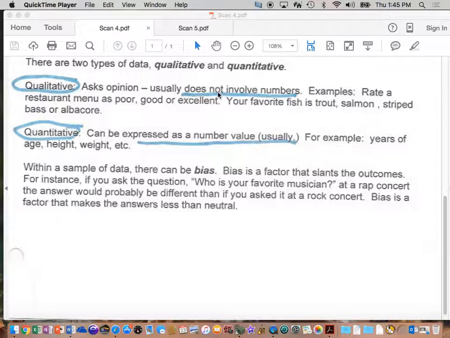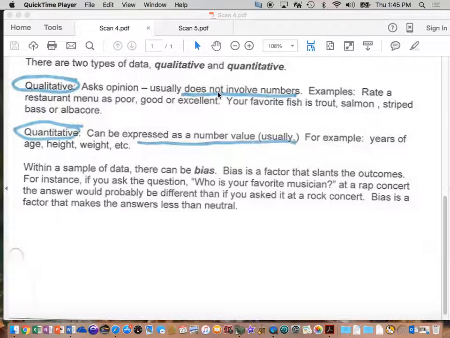Now, it could involve numbers if I say, what's your favorite number? But you're not measuring that. You're just giving your opinion, which is what qualitative is all about. So, for example, if I say, what's your favorite kind of music? That's very qualitative. Here on the East Coast with young kids, most kids would probably say rap. But you go anywhere else in the country, most kids would say country. So qualitative is a matter of opinion. One is not right or wrong. It is what it is.